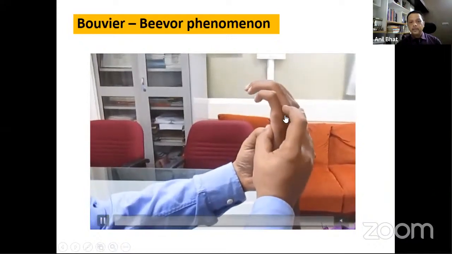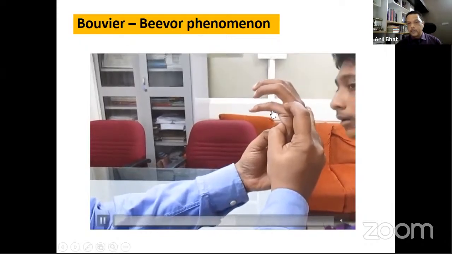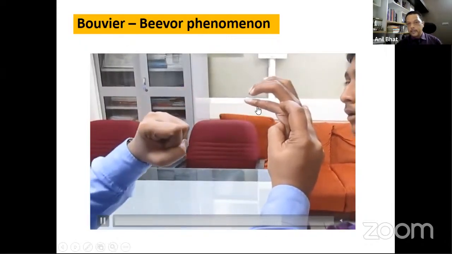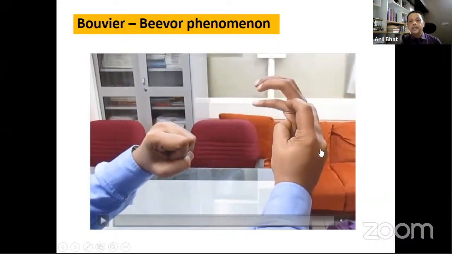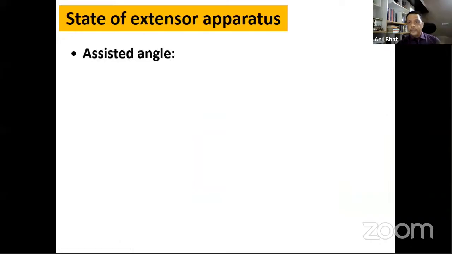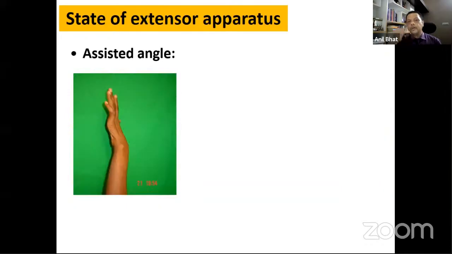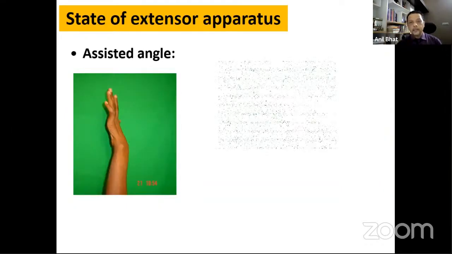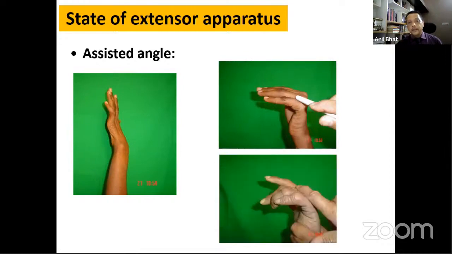So this is the claw hand the patient has. The moment I give some assistance for MCP flexion, he's able to extend this finger, the IP joints especially, which means his extensor apparatus is intact and not damaged. What we do during the examination is calculate this assisted angle. It's a very important angle you calculate for your management. I'll come to that again later. So it's how much assistance is required at the MCP joint, which will give this extension at the IP joint. That's what we are calculating. So that is the assisted angle.